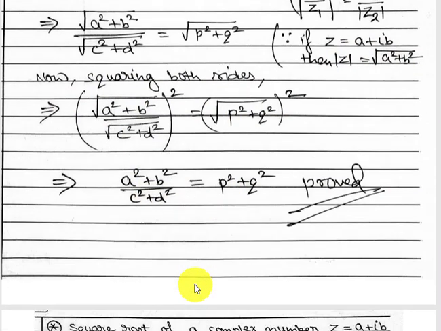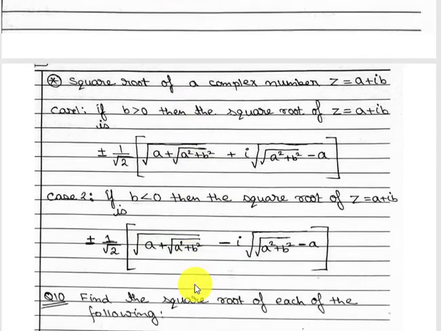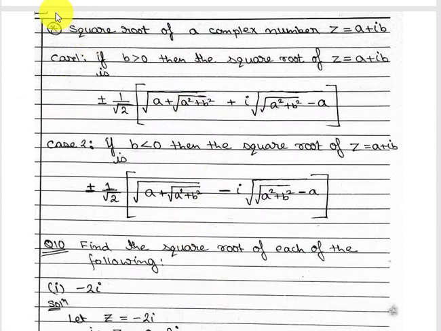Now let us come to the next topic. Before we move on to the next question, we need to write down some formula. Here the formula is for the square root of a complex number. So suppose I have a complex number z equal to a plus ib.